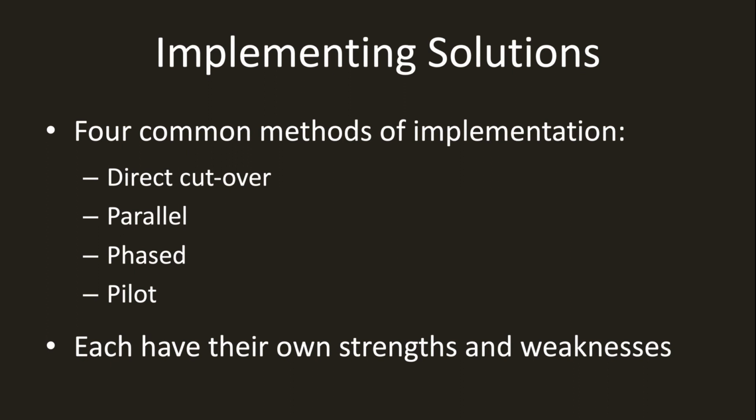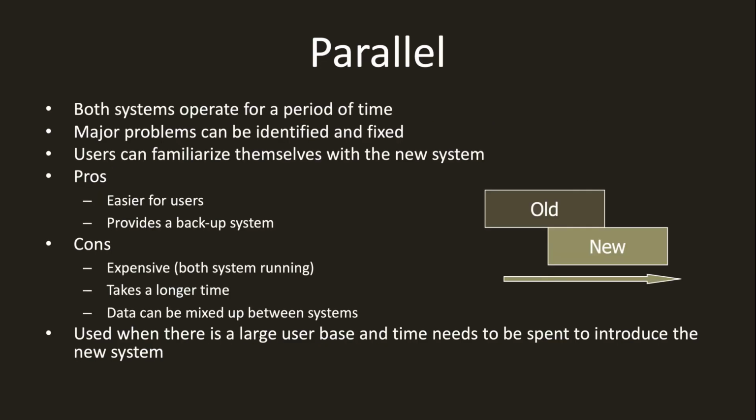So in this course, we look at 4 common methods of implementation: the direct cutover, parallel, phased, and pilot. And they all have their own strengths and weaknesses. So let's start with parallel. As the name suggests, we run both systems at the same time for a period of time.